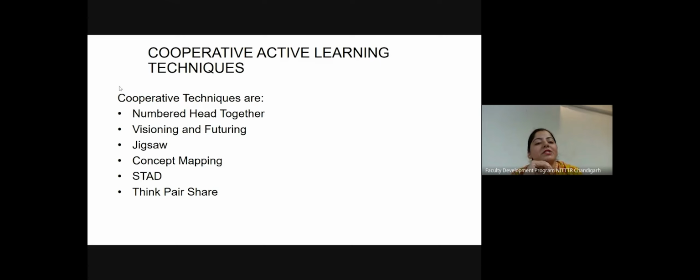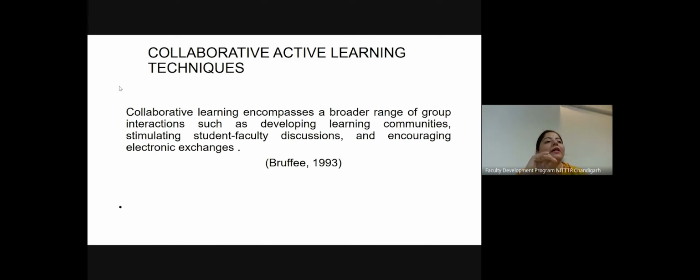So the different strategies are numbered heads together, visioning and futuring, jigsaw method, concept mapping, STAD, or think, pair, and share. Cooperative strategies, where we consider that social skills are already developed among students. So cooperative strategies हम कहाँ यूज करते हैं? The students of 7th semester, 8th semester, 5th and 6th semester, जिनके group interaction is already developed.